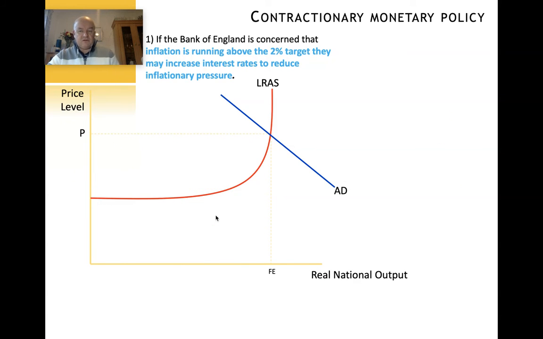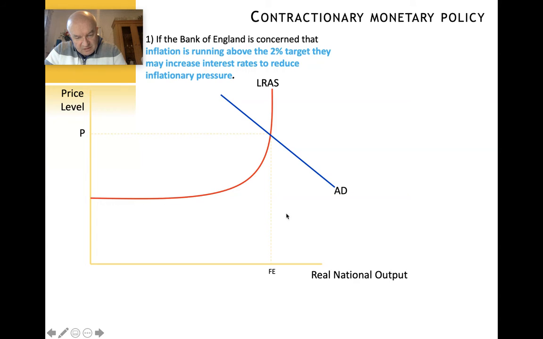Let's take a look then at how contractionary monetary policy might work. So in this scenario, again, same principles. In this case, the Bank of England is concerned that inflation is running at above 2%, the target that they'd set, and they may increase interest rates in order to reduce inflationary pressures. Okay, so in this scenario, we've got a diagram where our LRAS curve is at full employment, and our aggregate demand curve is also crossing the LRAS at that point.